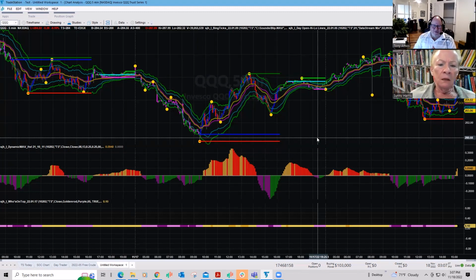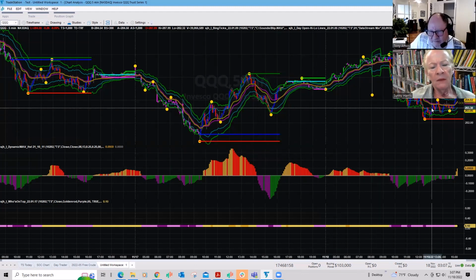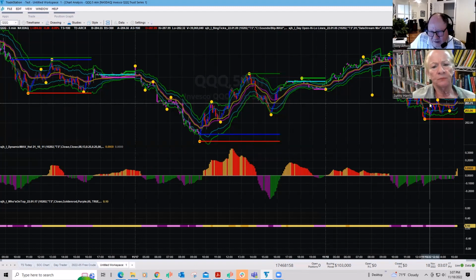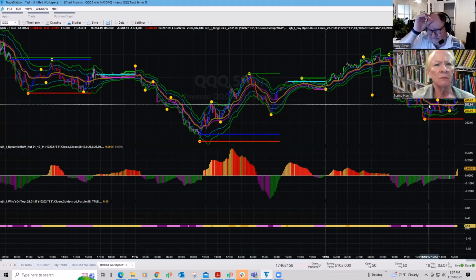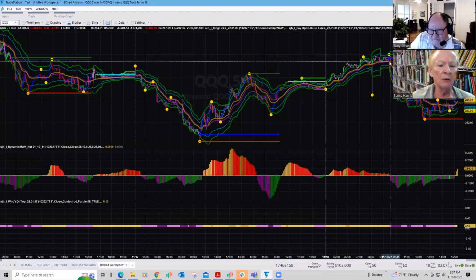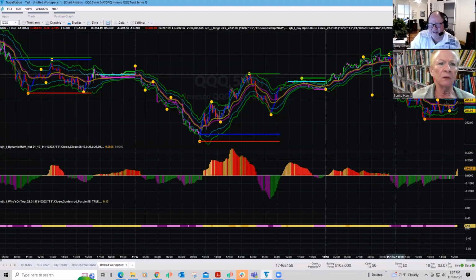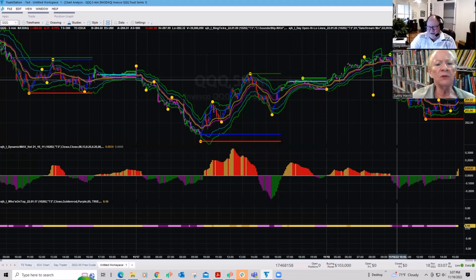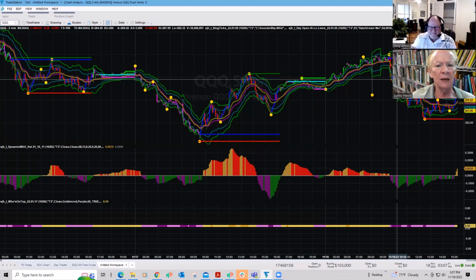So the basis for this is the gold line in the middle and the purple line. That's a special moving average. This moving average calculates its own input values with every tick of the market. So that's why I call it my dynamic moving average, because it's dynamic. It recalculates with every tick of the market. You'll notice that this does not look like a standard moving average.